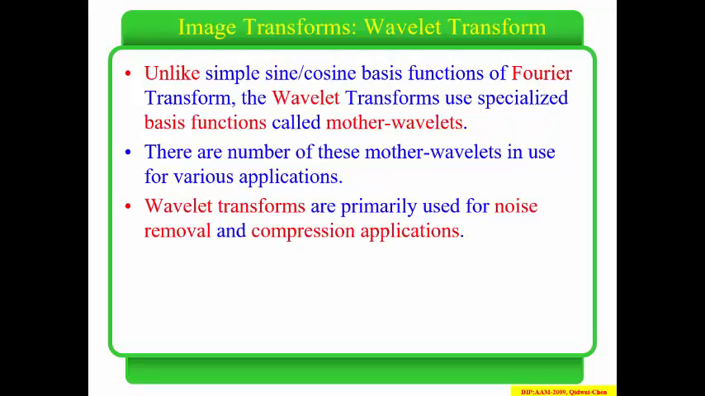Unlike simple sine and cosine basis functions that are used for the Fourier transform, for the wavelet transform you use another type of basis function, which is the mother wavelet, as you have said before. We have a number of these mother wavelets, actually lots of them. We can compare them with respect to the amount of information that they can give us. The wavelet transforms are primarily used for noise removal and compression applications. All of these types of transforms in general are used for noise removal, which is the filtering of the image, as well as compression.